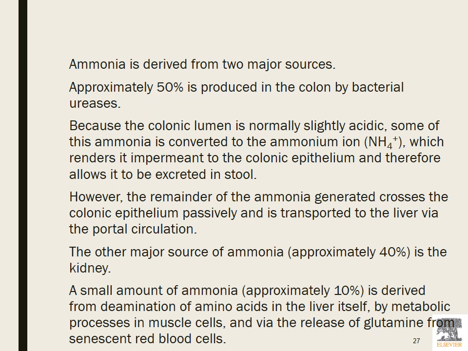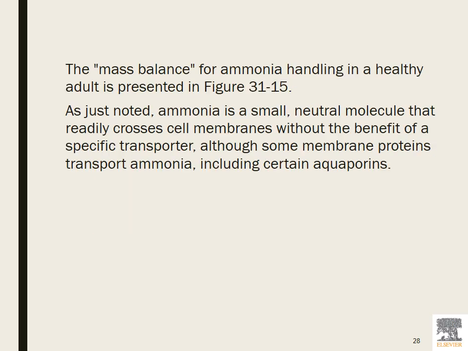However, the remainder of the ammonia generated crosses the colonic epithelium passively and is transported to the liver via the portal circulation. The other major source of ammonia, approximately 40%, is the kidney. A small amount of ammonia, about 10%, is derived from the amination of amino acids in the liver itself, metabolic processes in muscle cells, and via release of glutamine from senescent red blood cells. The mass balance for ammonia handling in a healthy adult is presented in figure 31-15.